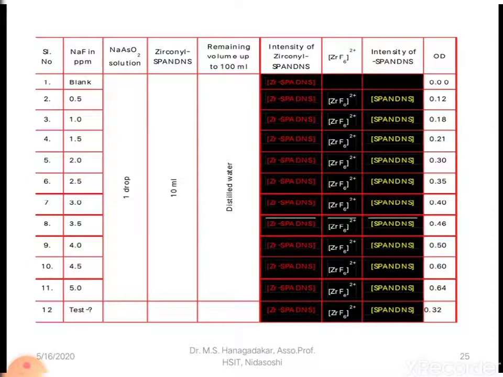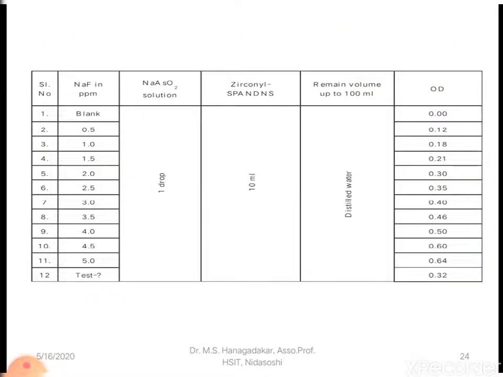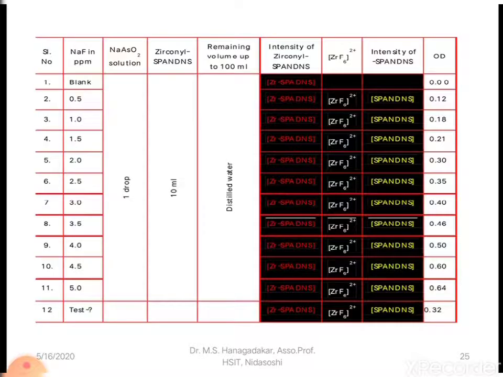So in this tabular column, I have clearly explained the 12 flasks once again. In the examination, you can write this tabular column. But for understanding purpose, I will explain it separately once again. What you can observe: serial numbers in the first column, up to 12, labeling. Sodium fluoride in ppm: blank solution, then 0.5, 1, 1.5, 2.5 and so on up to the 11th flask, up to 5 ppm. Then the 12th flask is taken as test solution.